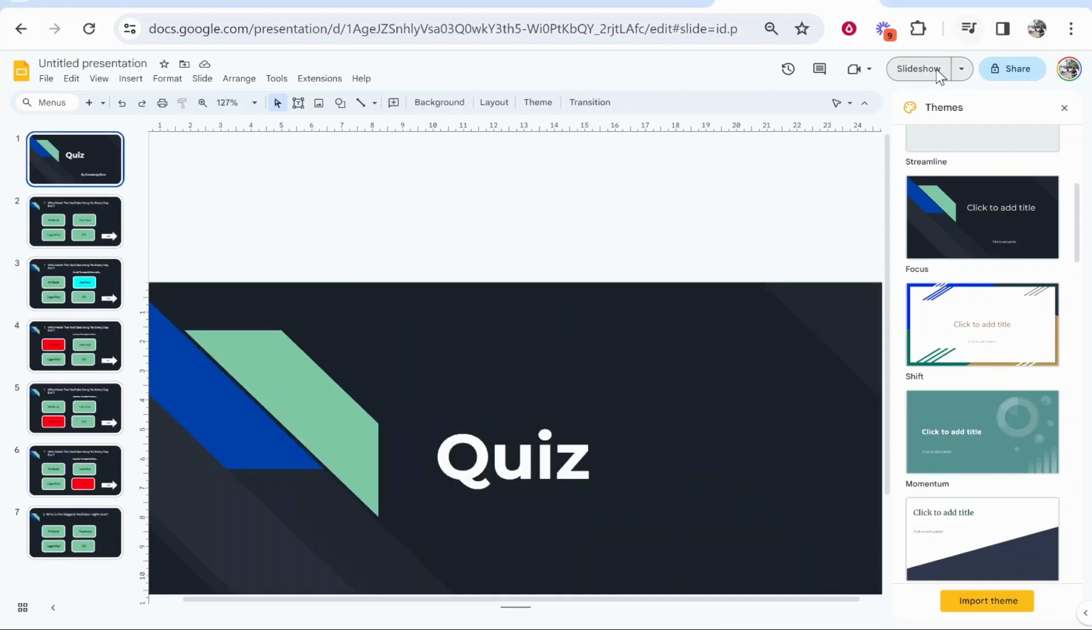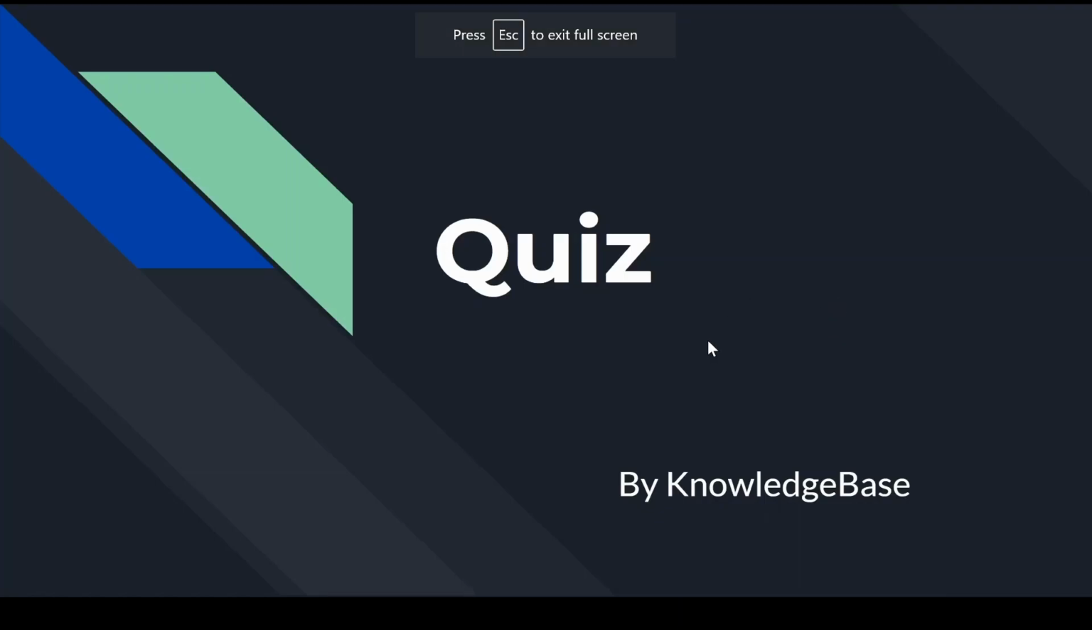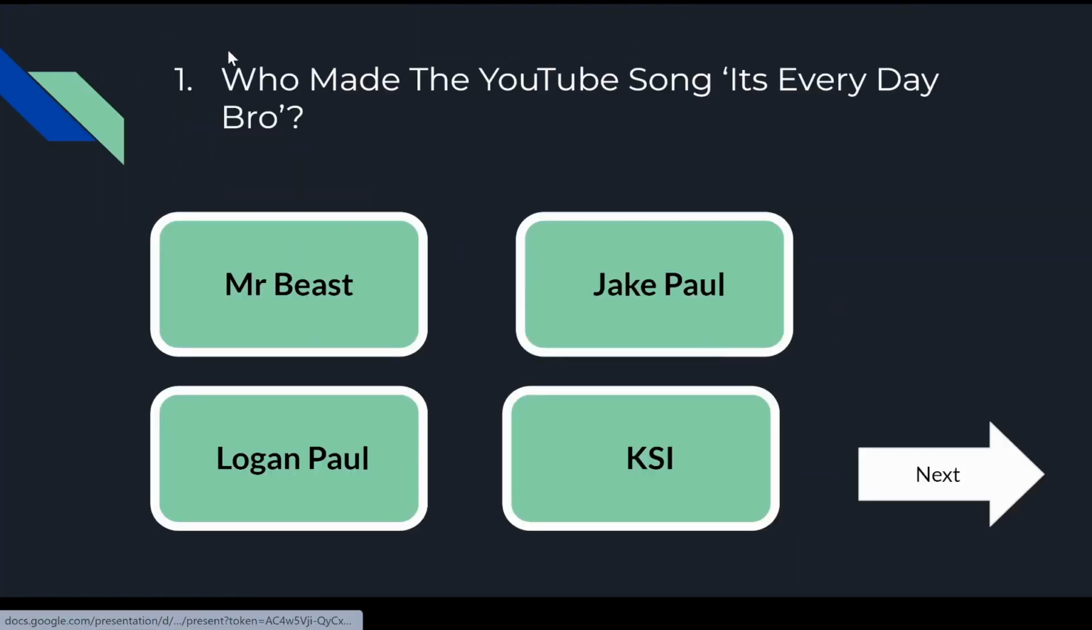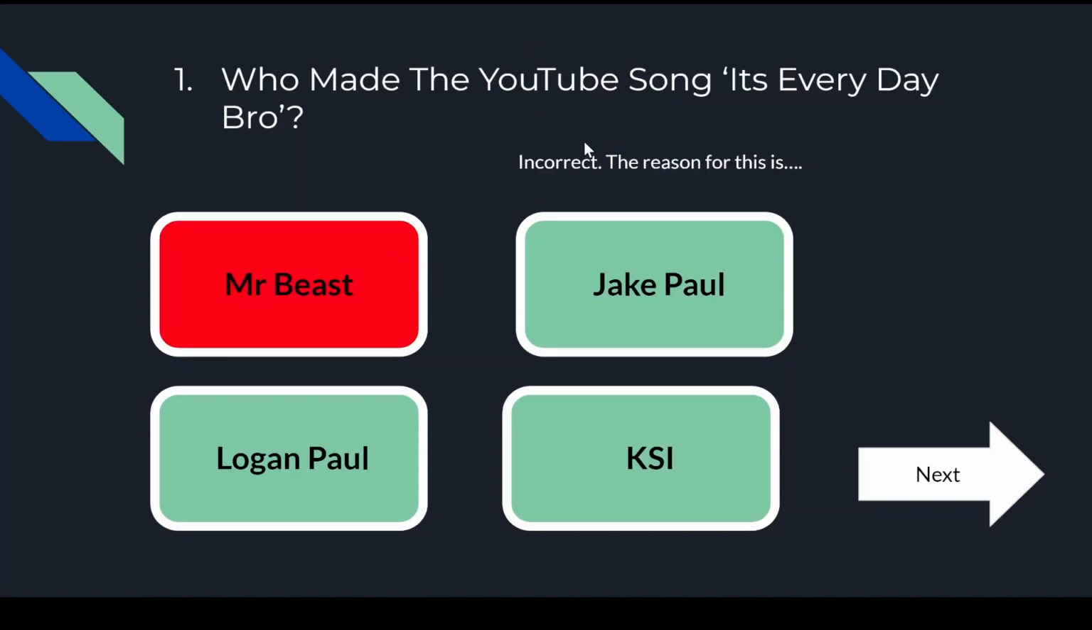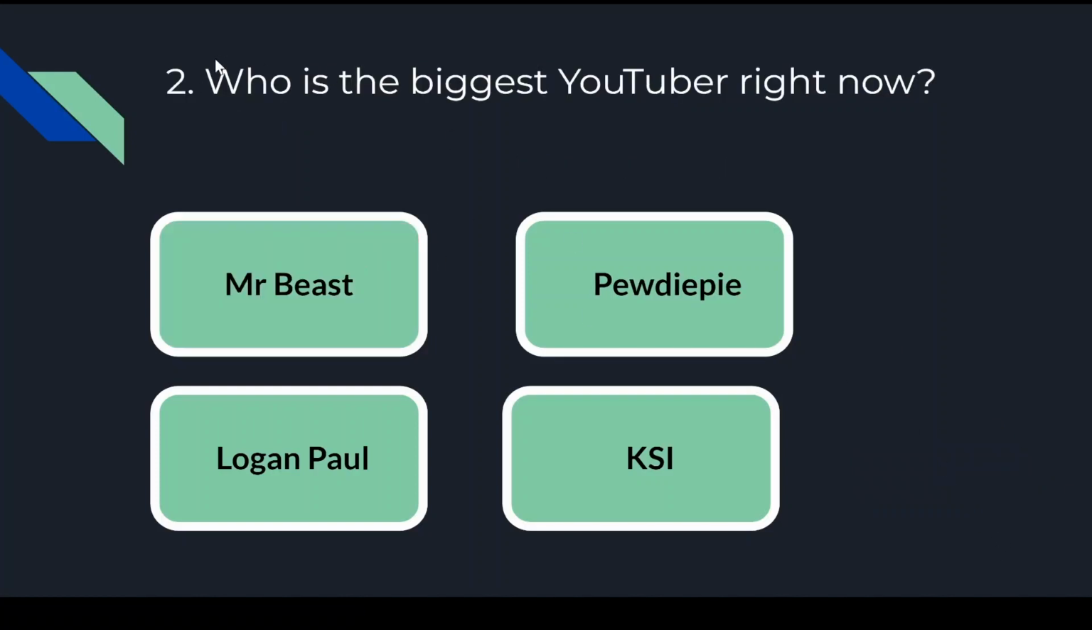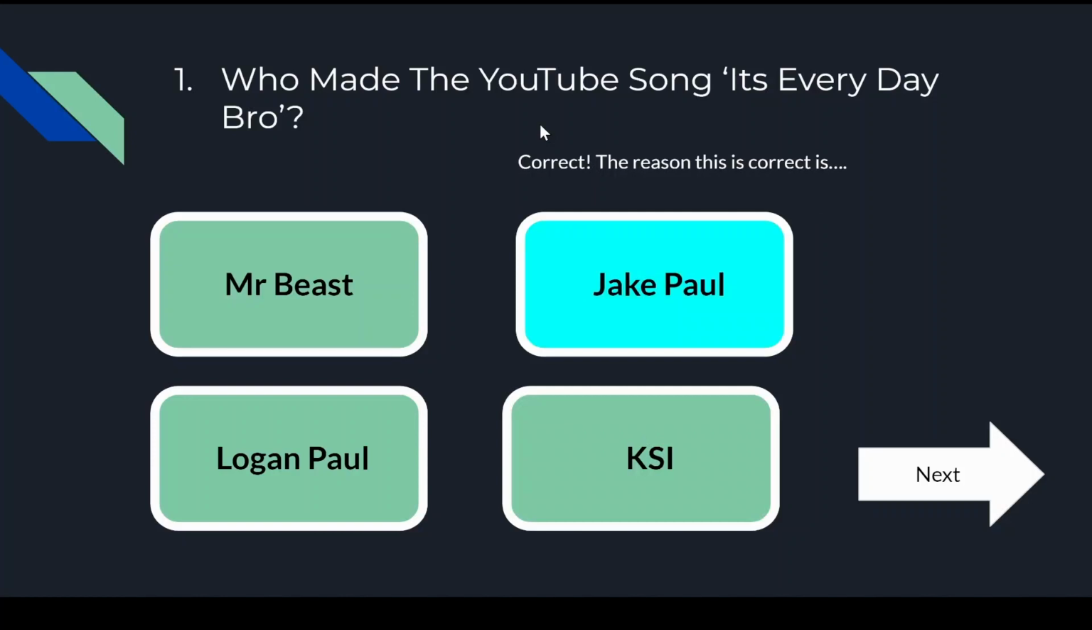Now let's just go ahead and play this and see if it works. So here we've got quiz. Who made the YouTube song It's Everyday Bro? Oh, it's Mr. Beast. Oh, wrong. Incorrect. The reason for this is... Okay, so if we got it wrong, we can then go next, and it's going to take us to question 2. Okay, so that's working.